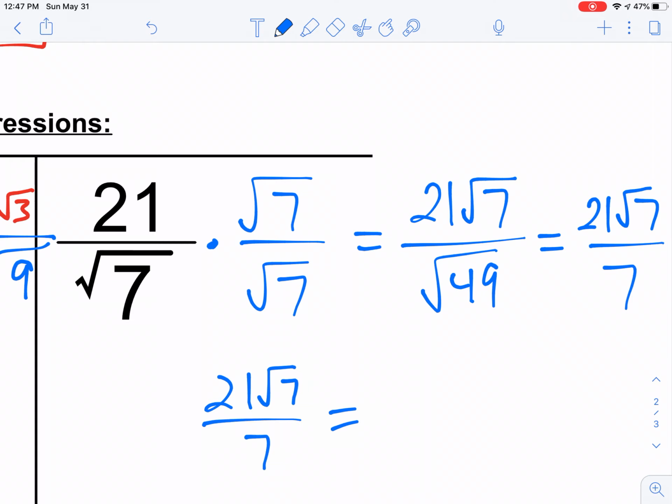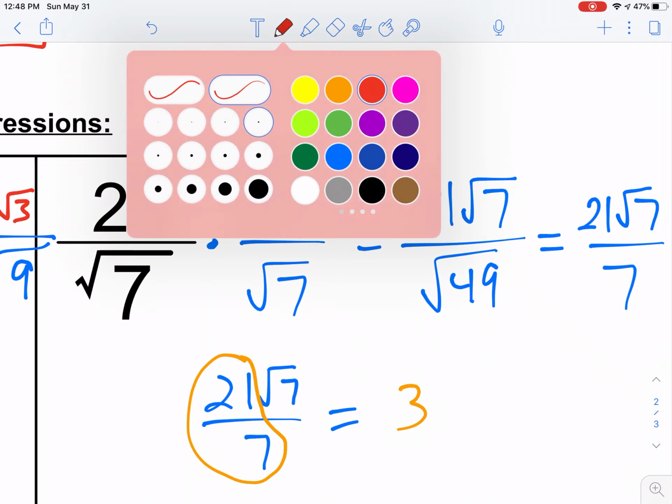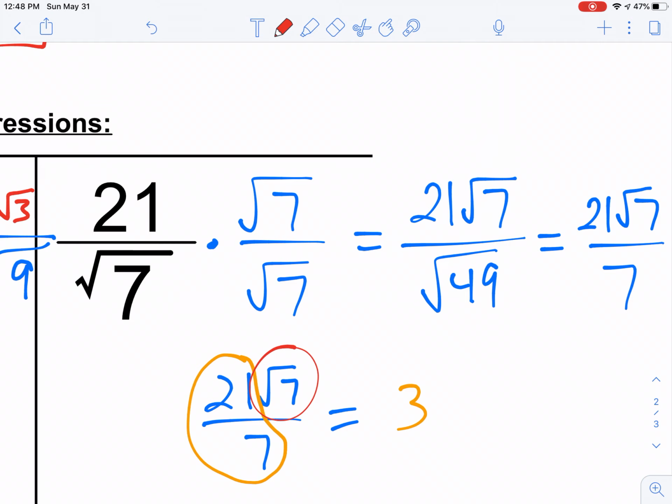And now the last step is, sometimes you could simplify this further, like 21 divided by 7. Those are just regular old numbers now. There's no radicals under the 21 and the 7. So you could just divide them. 21 divided by 7 is just 3. And then this radical 7 just gets written right next to the 3 in your answer. Like that, 3 root 7.